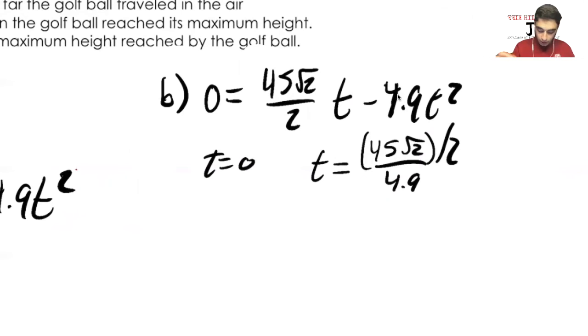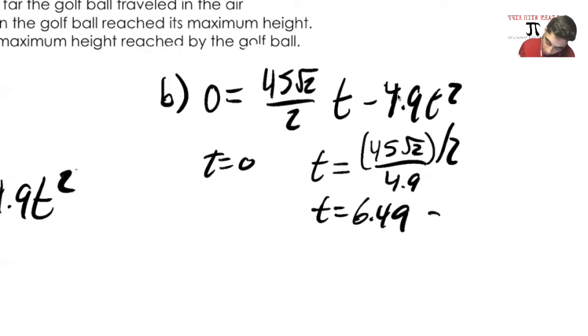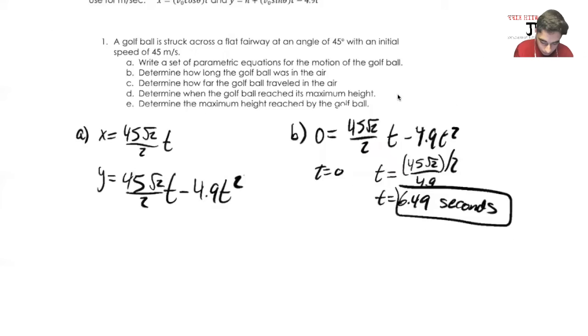So let's put that into our calculator. Again, it's 45 radical 2 divided by 2 divided by 4.9. That is 6.49. So t equals 6.49. It's in the air for 6.49 seconds. That is our answer for B.